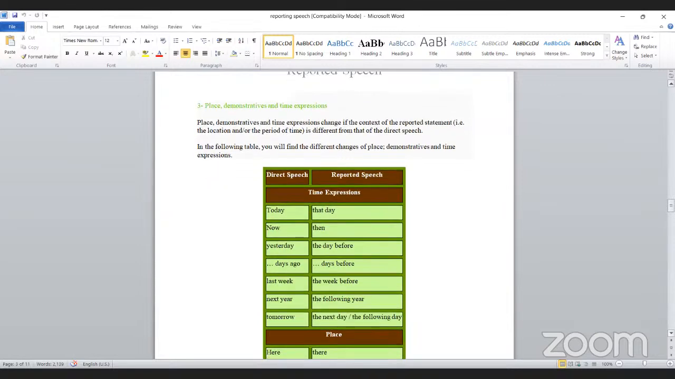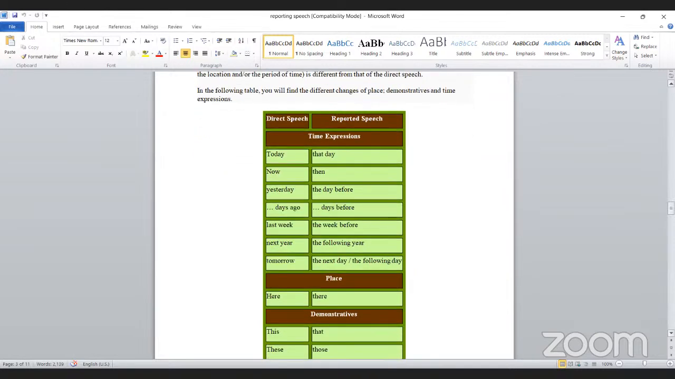The next thing to remember is that in direct speech, if today is there, we need to change it into that day. Now should change into then. Yesterday, the day before yesterday. Days ago, days before. Last week, the week before. Next year, the following year. Tomorrow, the next day, or the following day. And places: here should be there.